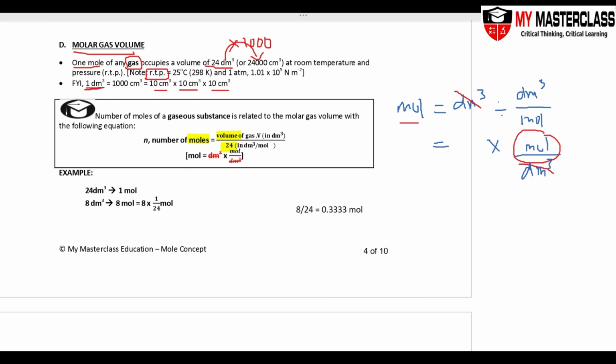In an example, if I have 8 dm³ of hydrogen gas, what is the moles? Same thing, take the volume divided by 24. So I take 8 divided by 24, which is your molar volume, you get 0.333 moles. So in 8 dm³, there is 0.333 moles of hydrogen gas.